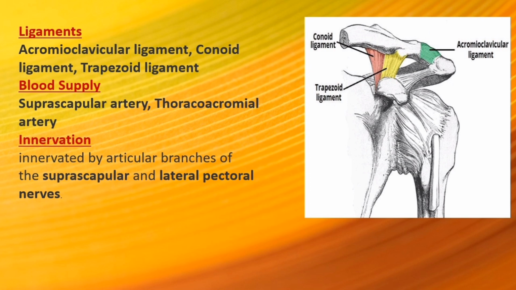Thoracoacromial artery arises from the axillary artery. The venous drainage accompanies the major arteries. The acromioclavicular joint is innervated by articular branches of the suprascapular and lateral pectoral nerves. They both arise directly from the brachial plexus.